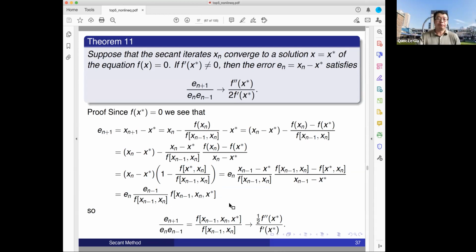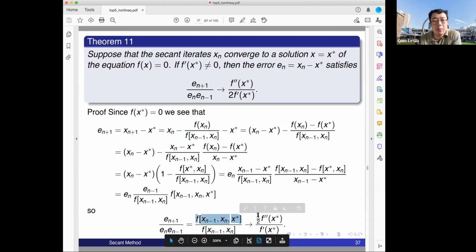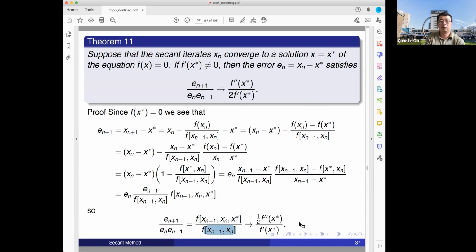And now my claim is, when n goes to infinity, this divided difference over 3 terms goes to 1/2 f double prime of x star. And this divided difference over 2 terms goes to f prime of x star. So why is that?